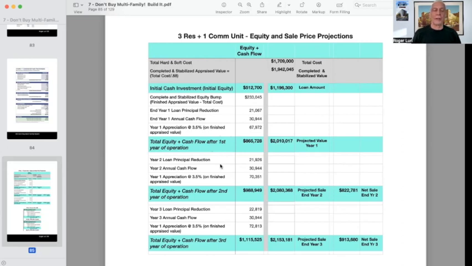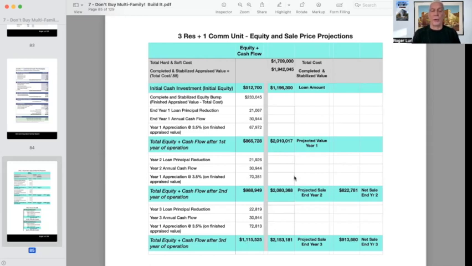Coming into your second year, the principal reduction is again 21,900. It's a little bit more. I left the annual cash flow the same. And again, this same 3.5%, but now it's based on this number here. So my equity goes up to 988. And then likewise in the last year, again, your principal reduction, annual cash flow, and this 3.5% of this number, which gives you a total equity at the end of your third year of operation of $1,115,000. So your equity has more than doubled over that time.